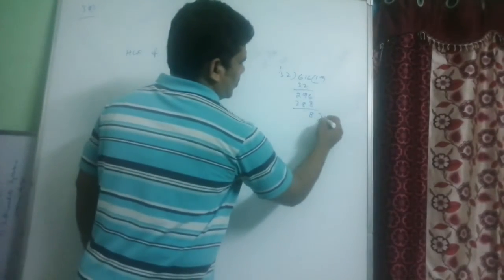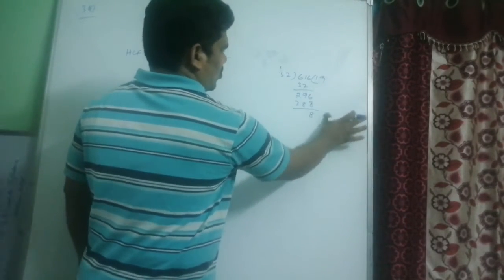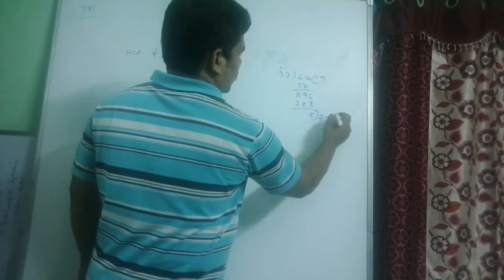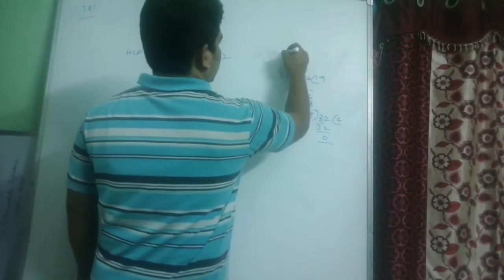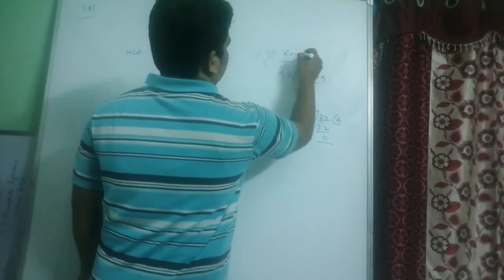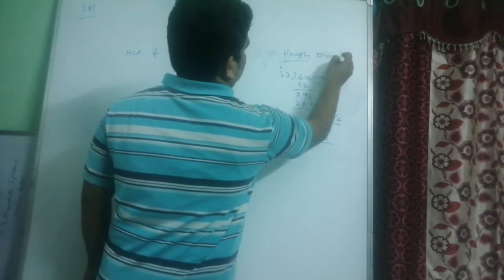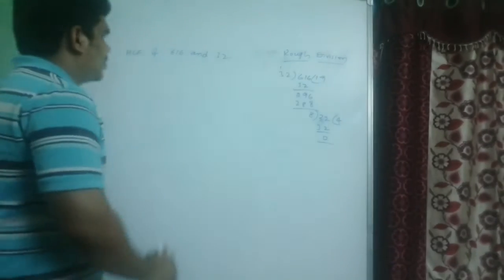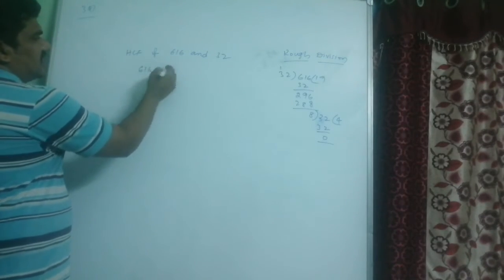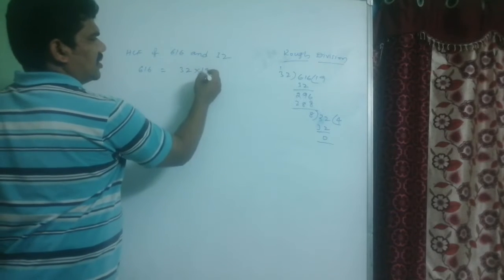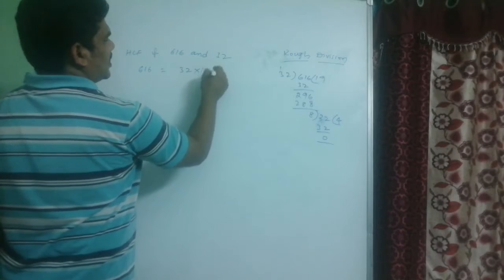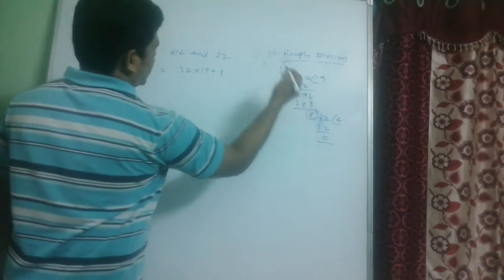So the remainder is not 0. So once again, 8 4s are 32. So it's 8. So this is a rough division. Okay. So first, 616 is 32 into 19 plus 8. So the first step remainder is 8.